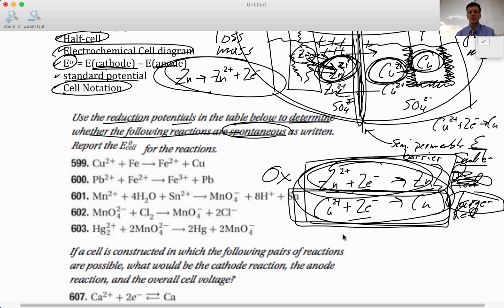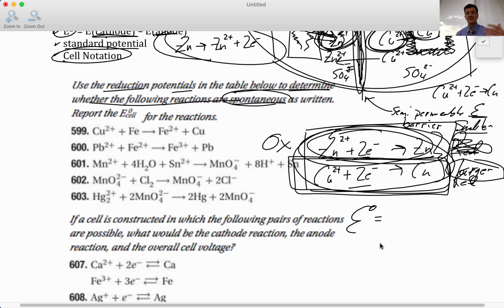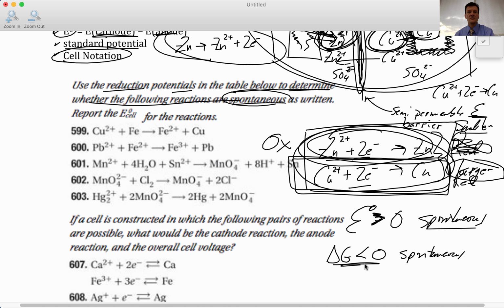So when you calculate the E cell, if you get a positive number, it means the galvanic cell will operate. It will be spontaneous. If E cell is greater than 0, then it is spontaneous. In the previous chapter, we talked about delta G. If delta G is less than 0, it is spontaneous. Delta G is free energy, so that means energy is being released if delta G is negative. Energy is being released from the reaction, and that's spontaneous.